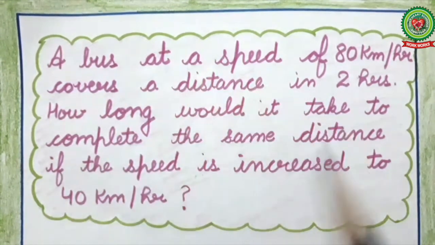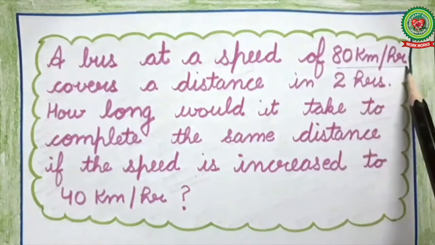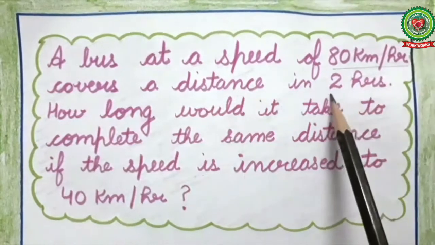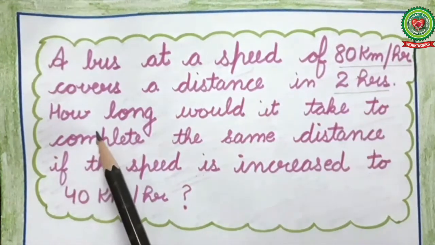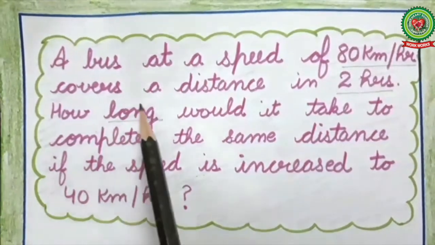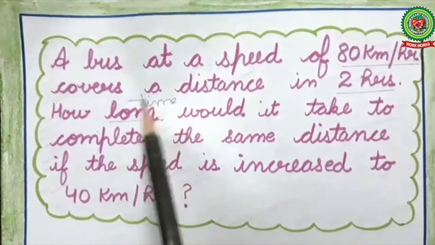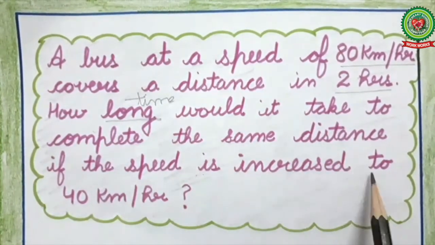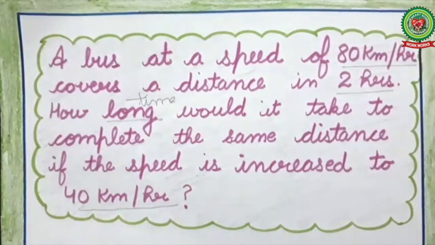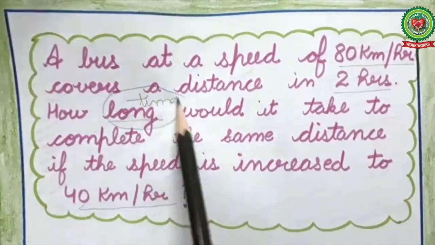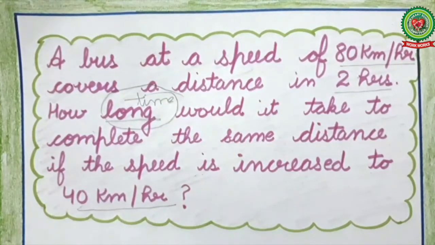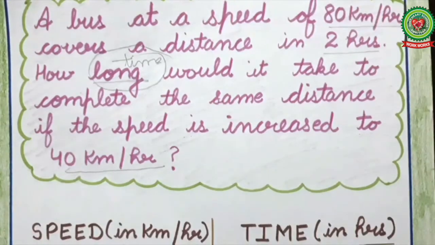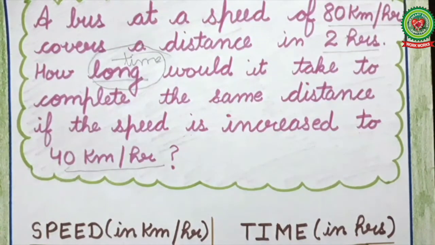A bus at a speed of 80 km per hour covers a distance in 2 hours. How long, meaning time, would it take to complete the same distance if the speed is increased to 40 km? Here we need to find the time for the speed of 40 km per hour. We know that on increasing speed for the same distance, time will decrease. So this is a question of indirect variation.